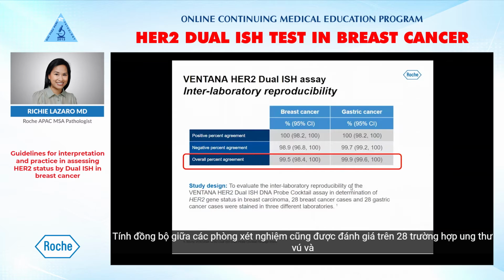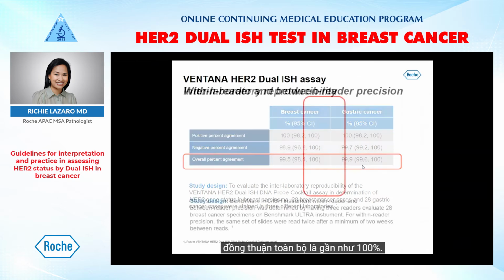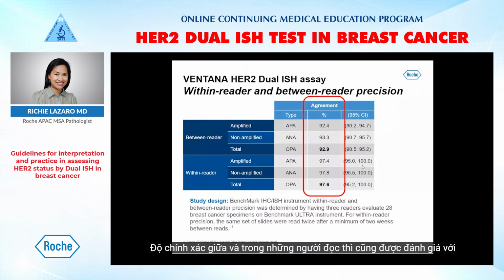Interlab reproducibility has also been assessed with 28 breast cancer cases and 28 gastric cases stained in 3 different labs with overall percent agreement of almost 100%. Within-reader and between-reader precision was also assessed with agreement percentages between 92 to 97%.